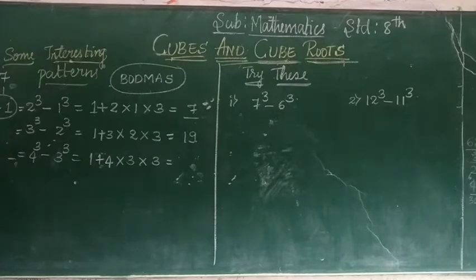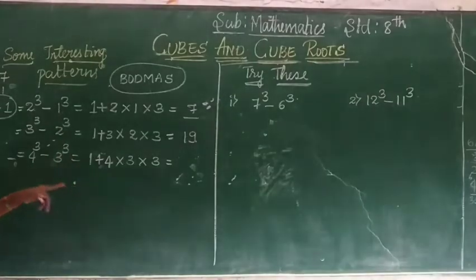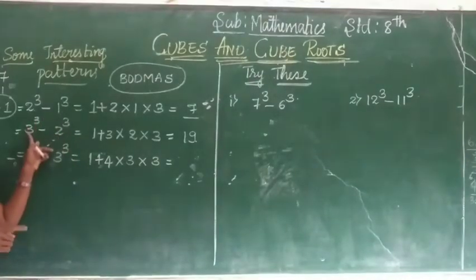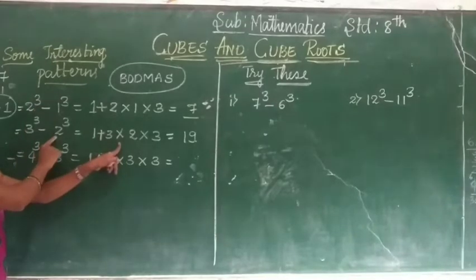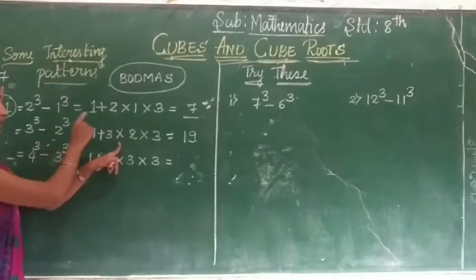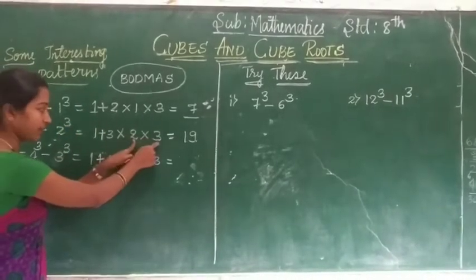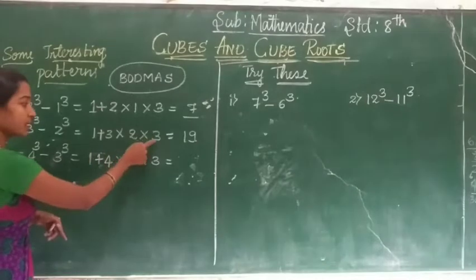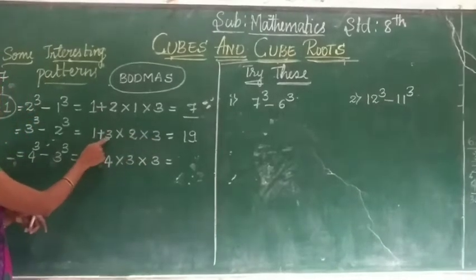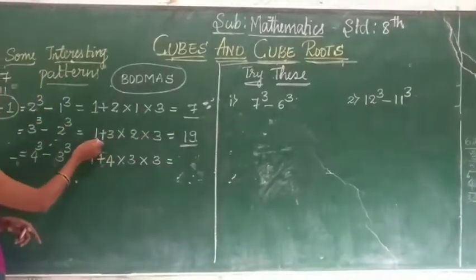Now let us check the second example. Here 3 cube minus 2 cube is there. Now let us write the pattern. Any number in this place must be added with 1. So 1 plus 3. This is multiplied by the number there, 2. Write here 2, into 3, because this is a cube. Now let us do multiplication first, then addition. 3 twos are 6. 6 threes are 18. 18 plus 1 becomes 19. Our answer is 19 according to this pattern.